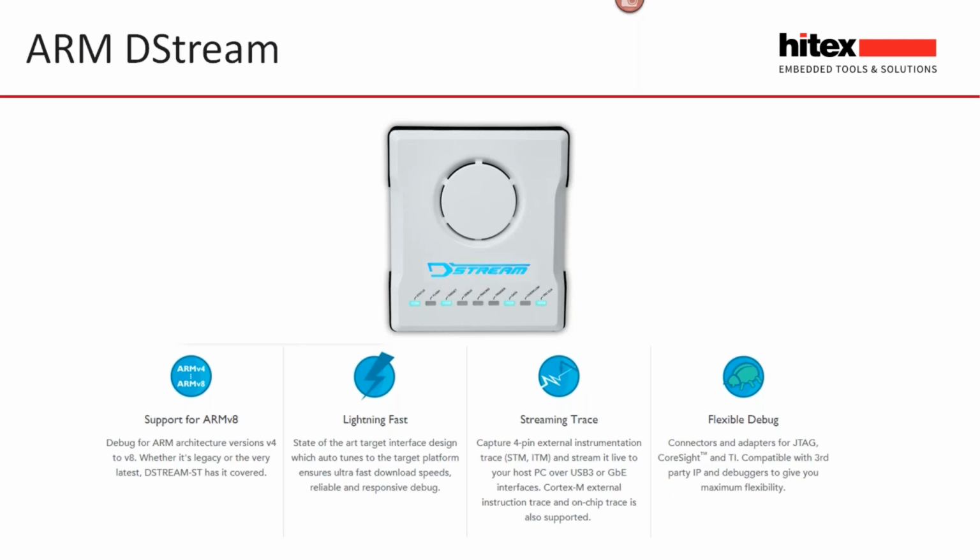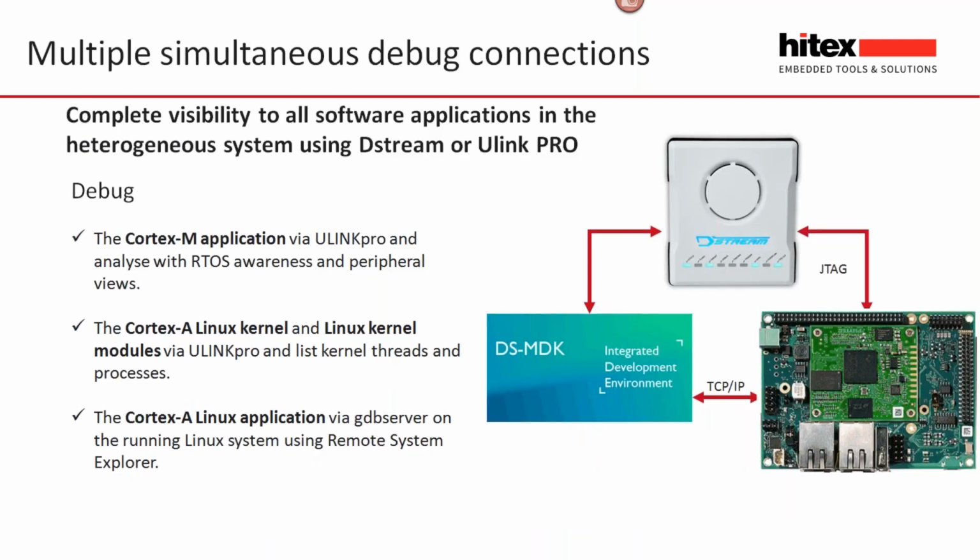If you have a more demanding application, ARM also produces a very high-end debugger called DSTREAM. As well as providing JTAG debug support, this also provides streaming trace to all of the various trace units within the Cortex-A processor and also Cortex-M. So again, this allows code coverage, performance analysis and high-level streaming trace performance.